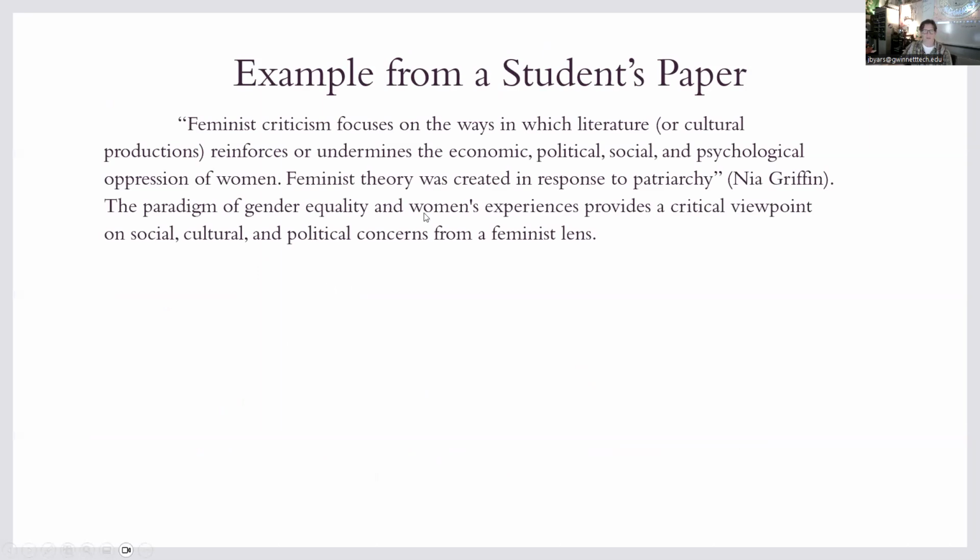Here's an example from a student paper that I got just last semester. First two lines of this paragraph. 'Feminist criticism focuses on the ways in which literature or cultural productions reinforces or undermines the economic, political, social, and psychological oppression of women. Feminist theory was created in response to patriarchy.' Nia Griffin. The paradigm of gender equality in women's experiences provides a critical viewpoint on social, cultural, and political concerns from a feminist lens. Okay, we have two sentences. One is a quote all by itself, and it's not even cited correctly.